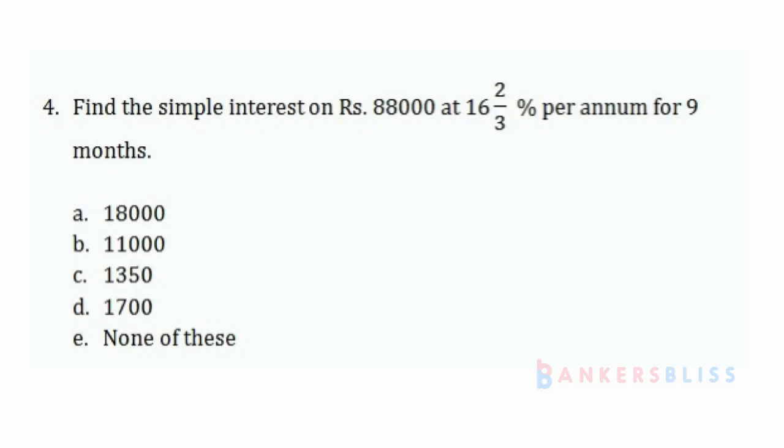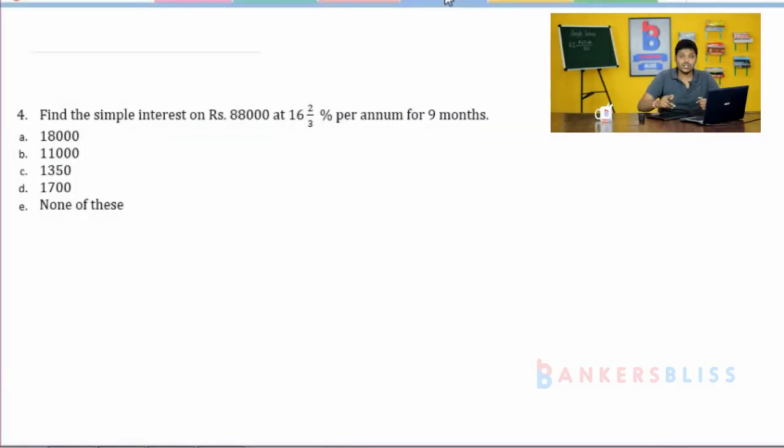Find the simple interest on rupees 88,000 at 16 2/3% per annum for 9 months. See here, till now, whatever problems we have discussed were for years, and the rate percent was a whole number, it was not a fraction. But in this case, they have given the fraction 16 2/3% per annum, that too for 9 months.